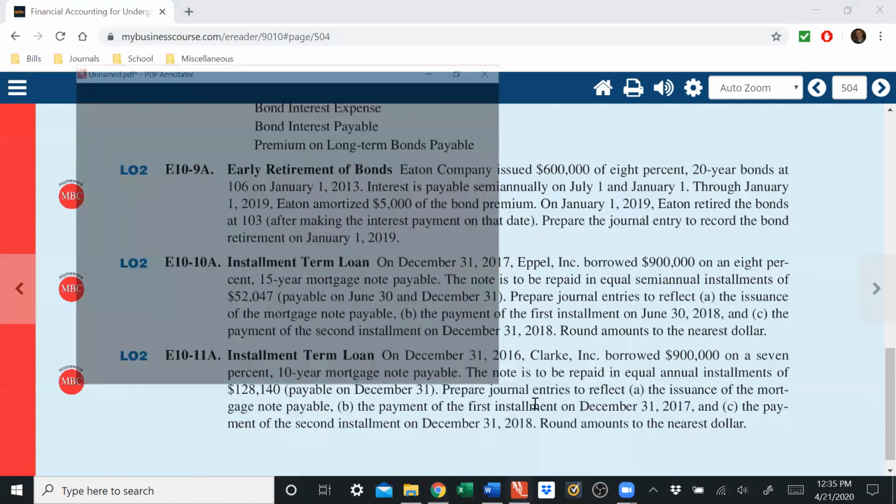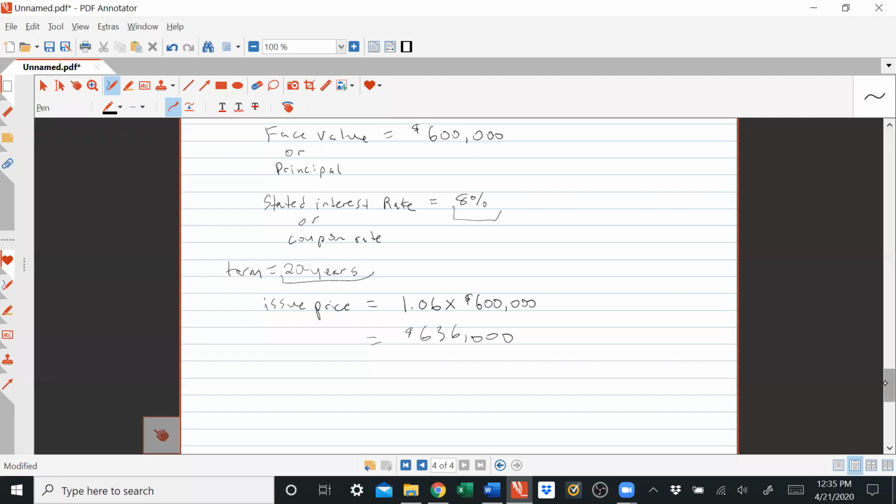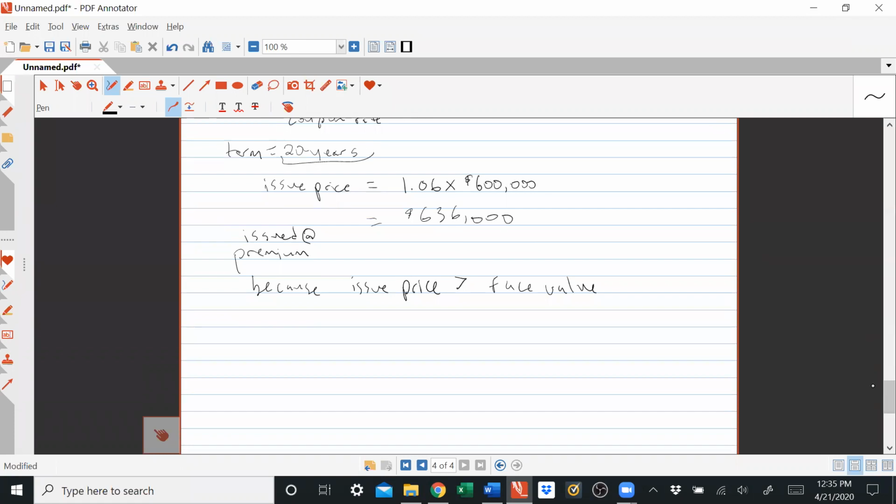Okay, we have to talk about this premium, all right? So this bond was issued at a premium. Why? Because issue price is greater than face value. When that happens, the difference between issue price and face value is a premium. When the issue price is less than face value, the difference between the two is called a discount.